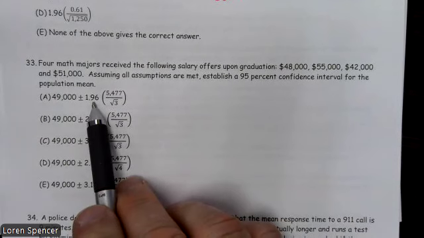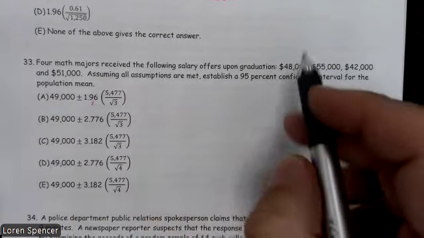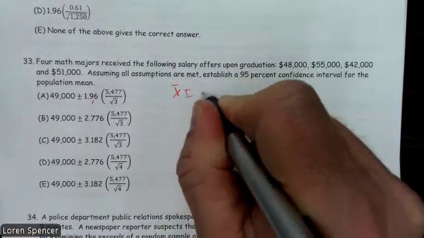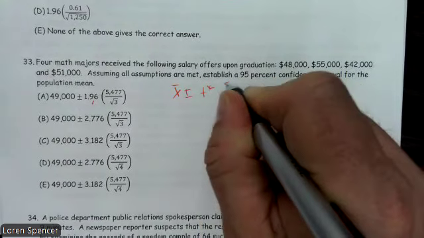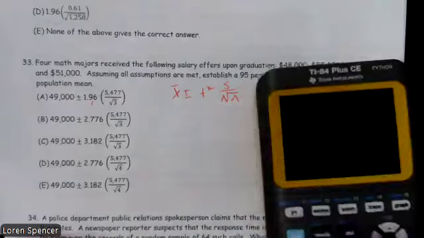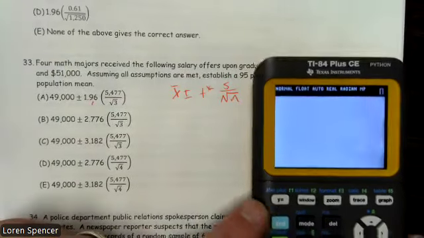this right here would be if we were using a z-test. I just happen to know that, but we're using a t-test, so we're going to have to use the formula x bar plus or minus t star s divided by the square root of n. So let's go ahead and plug that information in.